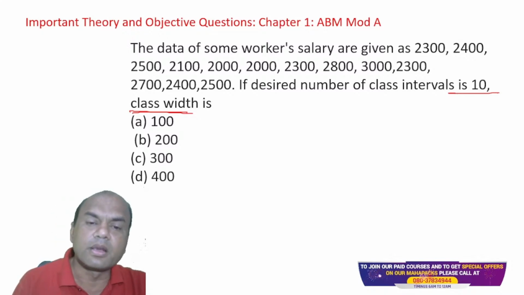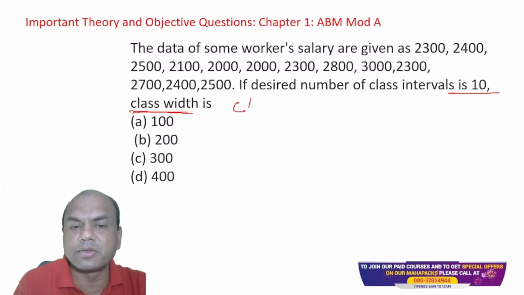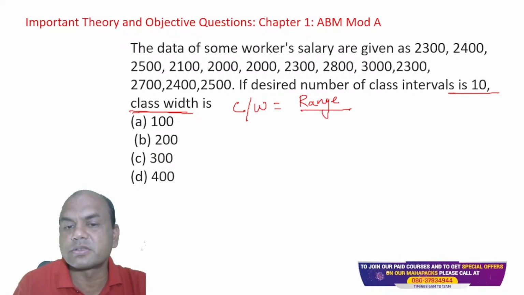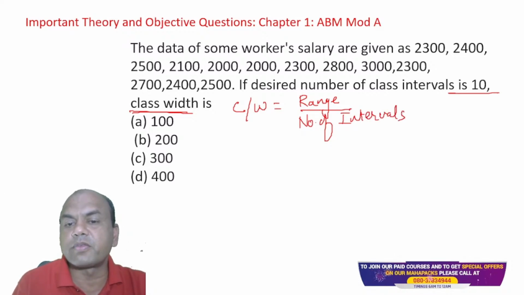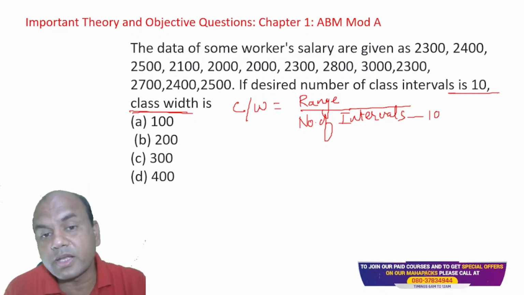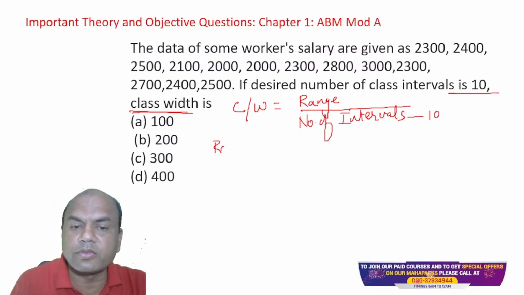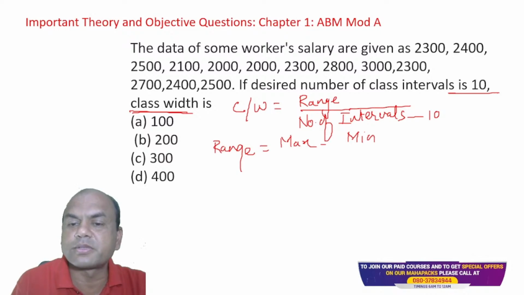So here, remember the formula for class width is, I'll write CW. Class width equals range upon number of intervals required. Range upon number of intervals. So number of intervals is what? This you know already, 10. But what is the range? How to find out the range? Always remember, range equals maximum number minus minimum number. Maximum minus minimum.